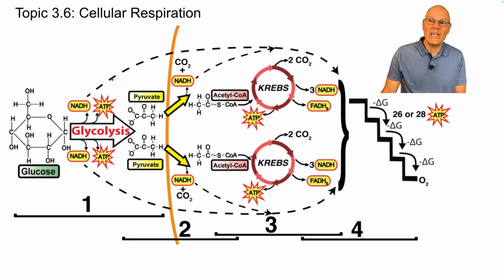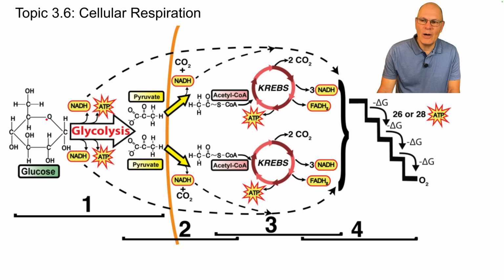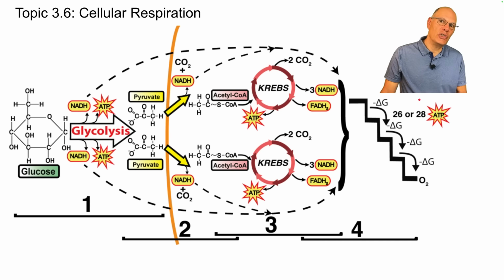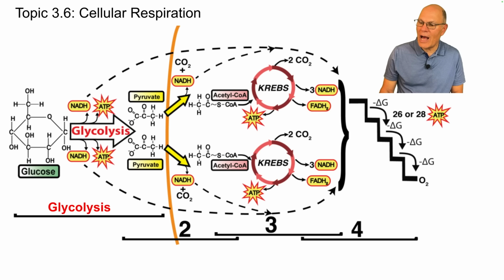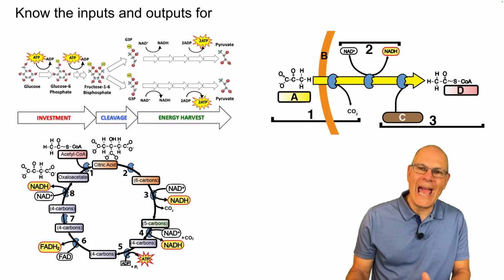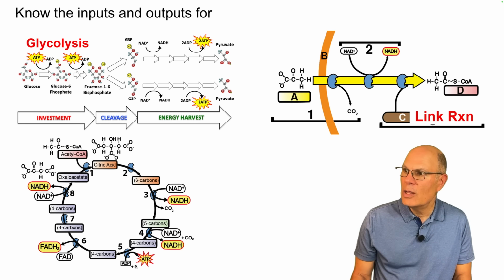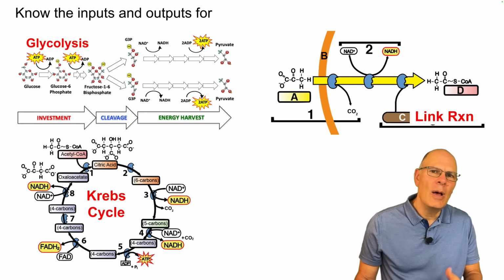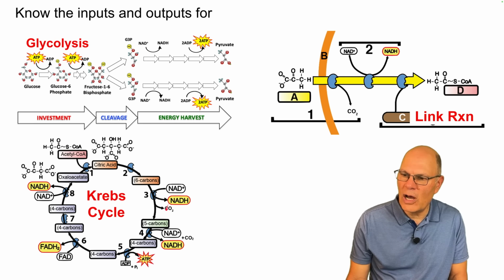Topic 3.6, cellular respiration. Cellular respiration is how cells take glucose and convert it ultimately into ATP. Note that animals just do cellular respiration, but plants do both cellular respiration and photosynthesis. Cellular respiration comes in 4 stages or phases. Those are glycolysis, the link reaction, the Krebs cycle, and the electron transport chain. You should know the inputs and the outputs for glycolysis, the link reaction, and the Krebs cycle, but you don't need to know all of the stuff that goes on on the inside.